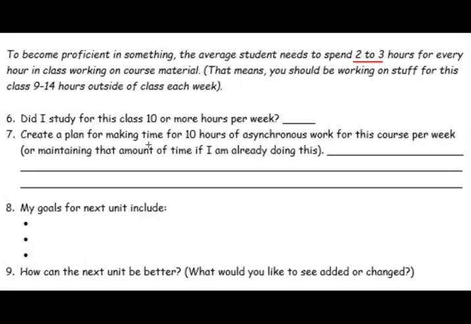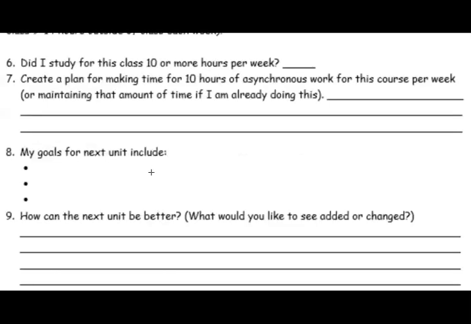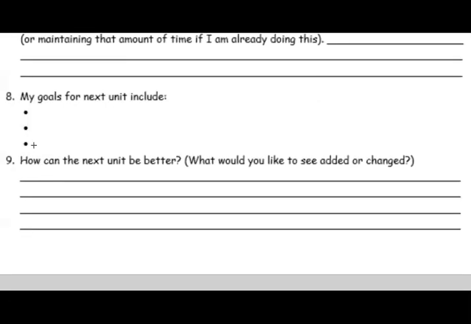And then create a plan for making time for 10 hours of asynchronous work for this course per week, or maintain that amount of time if you're already doing this. Now, if you're already successful, you're getting like straight 97s, then whatever you're doing now is working, even if it's less than 10 hours. If you are struggling, if you are failing every test, and it's less than 10 hours, I would say definitely create a plan so that you get those 10 hours in each week. List some goals for the next unit, and how could the next unit be better? What would you like to see added or changed to this?